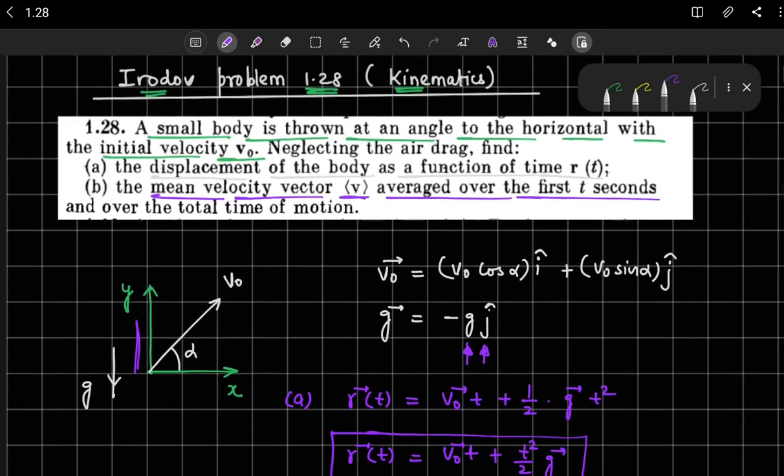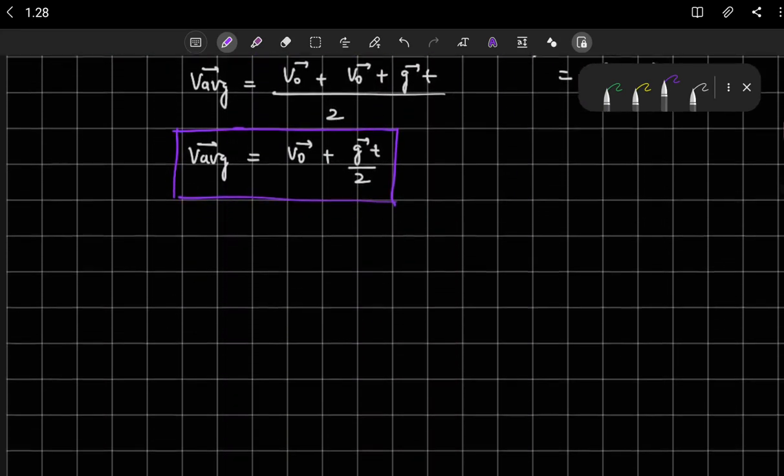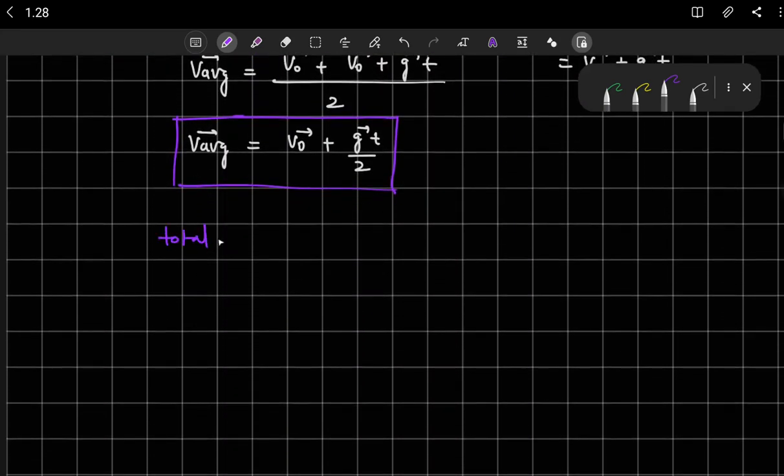Now coming to the second part of this problem, it is asking to find the mean velocity vector over the total time of the motion. So let us say the total time of the motion is tau. So we can write the final velocity vector is equal to the initial velocity vector plus the acceleration vector into tau, that is the final time. The initial velocity vector we know is the v0 vector.